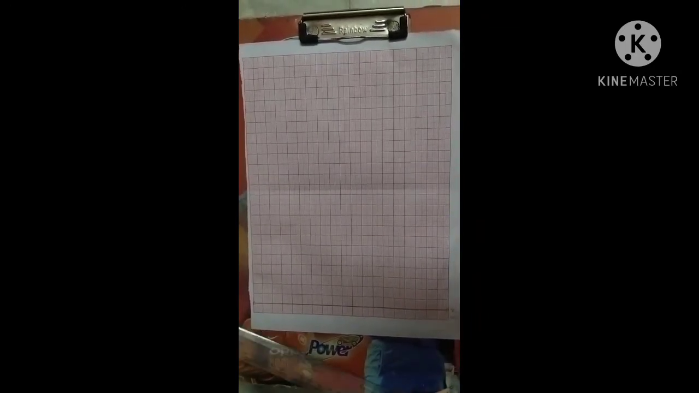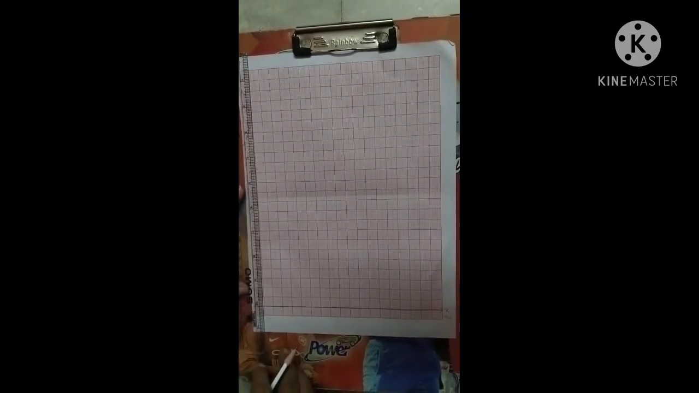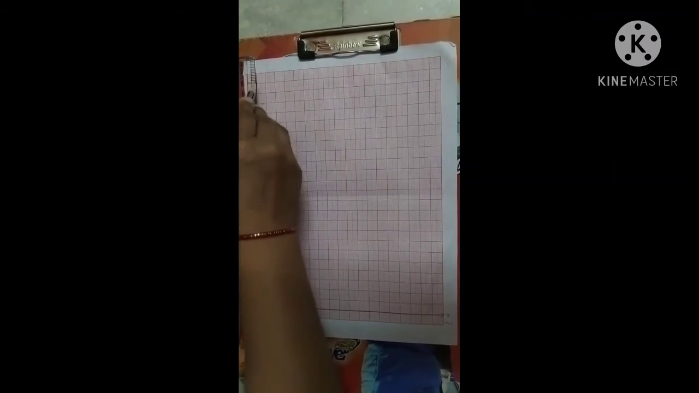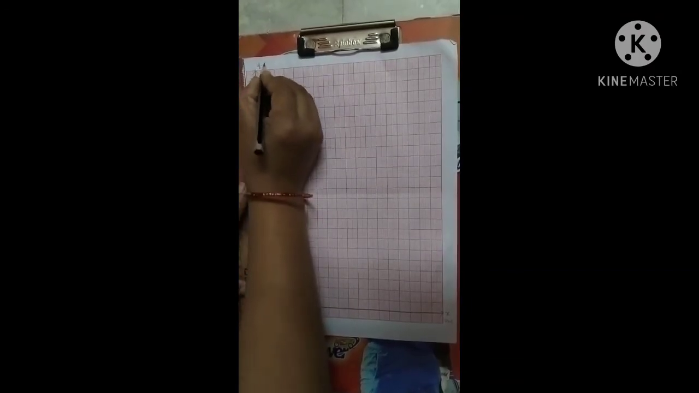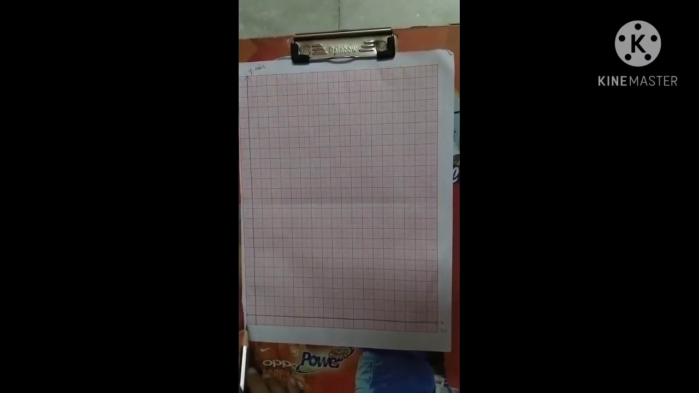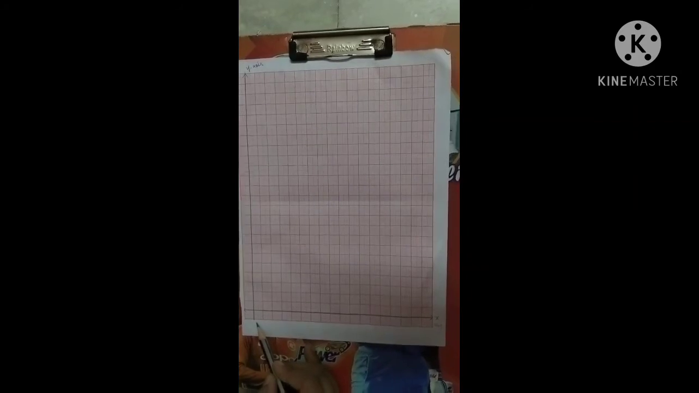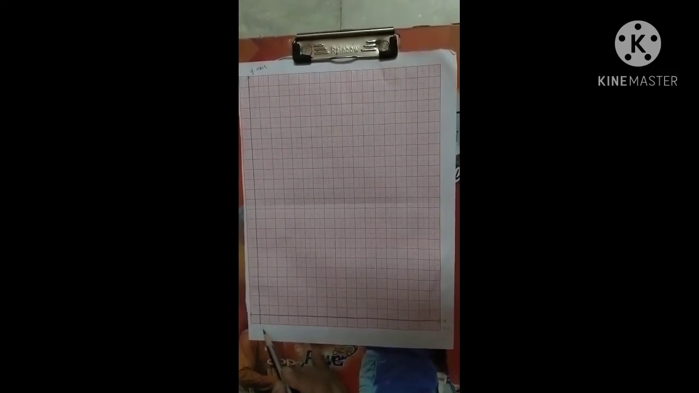Okay children. Next, draw the vertical line. It is the y-axis. Horizontal lines are referred to as the x-axis and vertical lines are referred to as the y-axis. Did you understand, children? Okay.